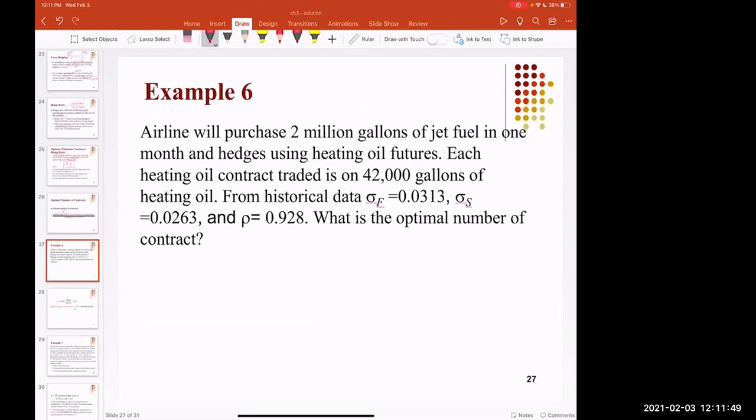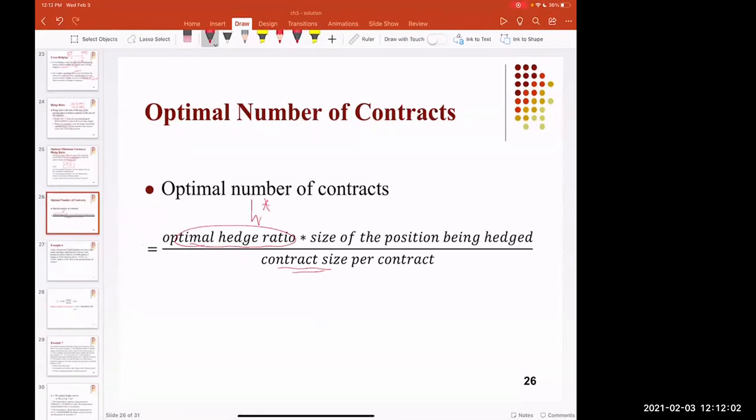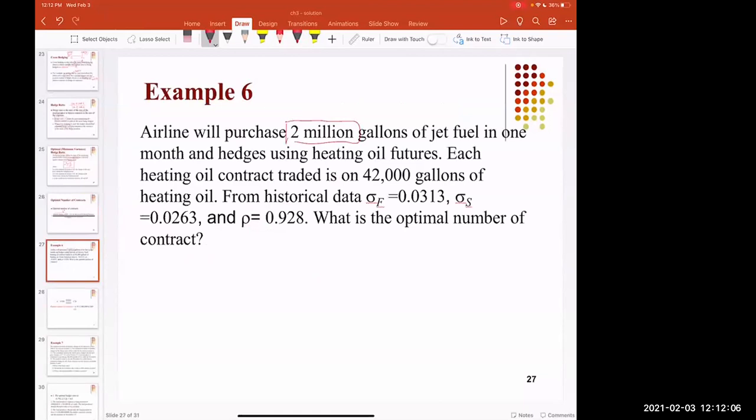Let's see an example. An airline will purchase 2 million gallons of jet fuel in 1 month. Is this the size of the position being hedged? Yes. The airline purchases 2 million gallons of jet fuel in 1 month, and hedges using heating oil futures. So this is the size of the position being hedged, and the futures contract is a heating oil contract. Each heating oil contract is traded on 42,000 gallons of heating oil.